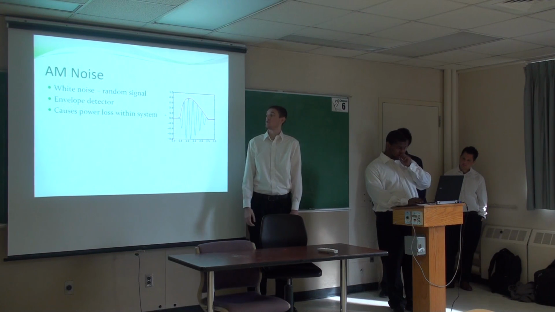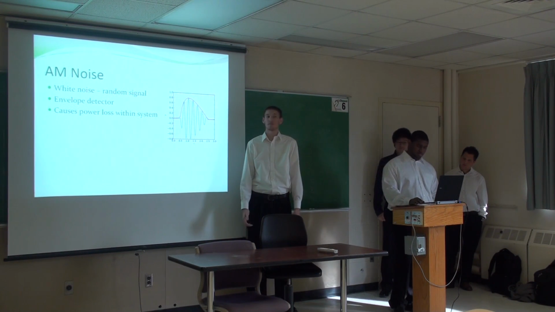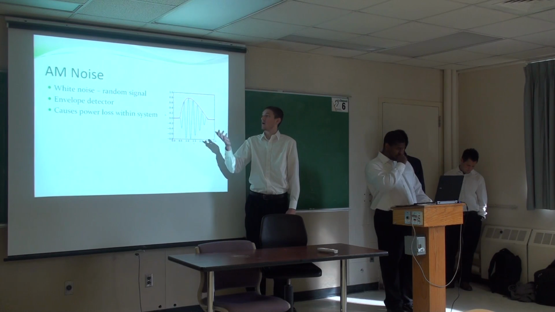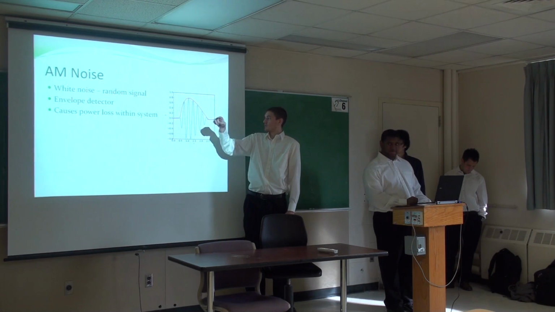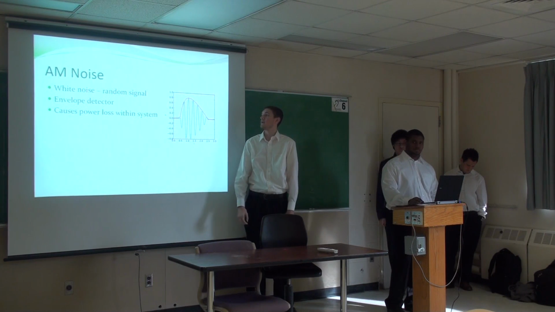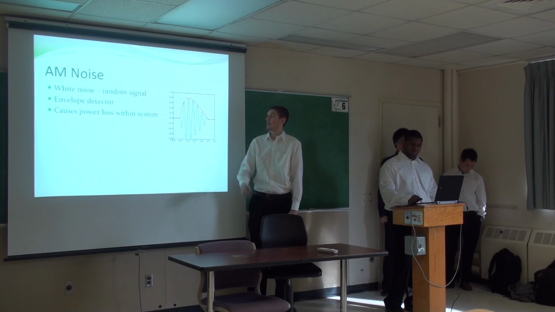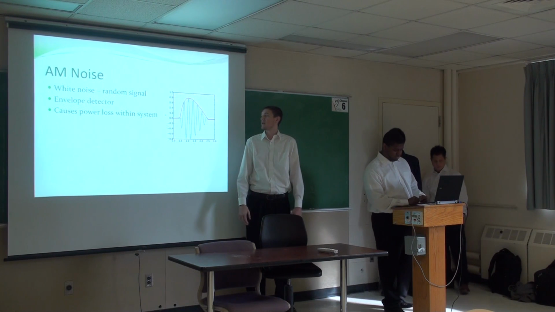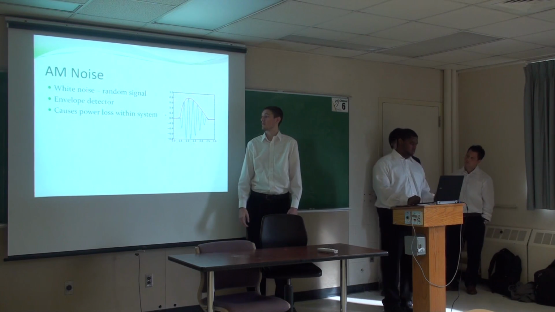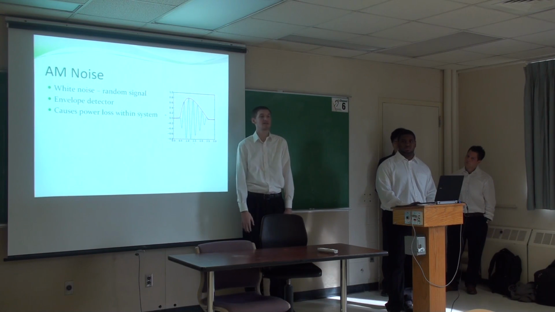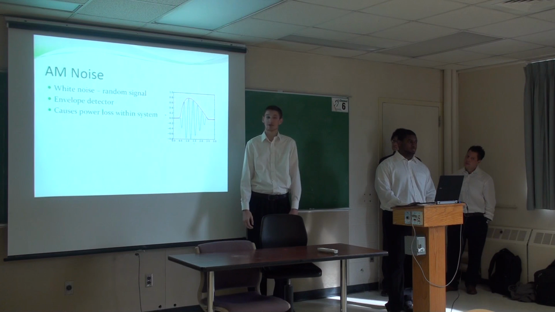So I'm going to be going over two kinds of noise, AM and FM. The first one that affects AM the most is the white noise, which is the random signal. The blue line here is an example of an AM signal. However, white noise will cause small jumps in that line. So the solution to that is an envelope detector, as you can see in the red line. That will reduce any of those little noise jumps and reduce its effect. However, it still causes a lot of power loss, and the quality still will drastically drop.